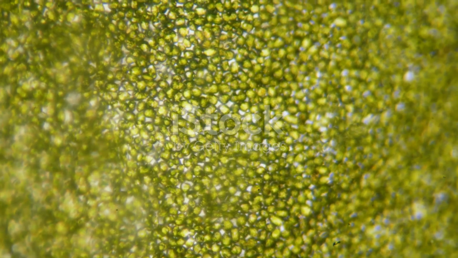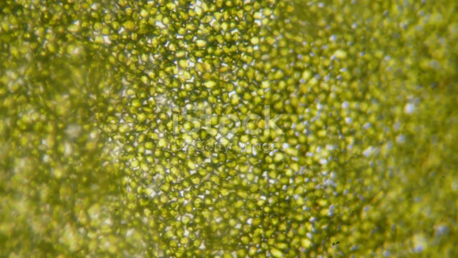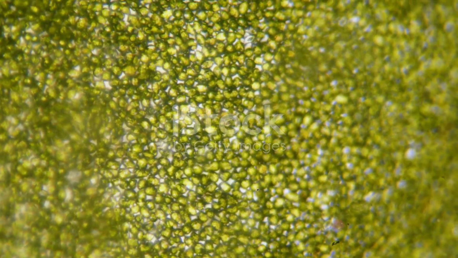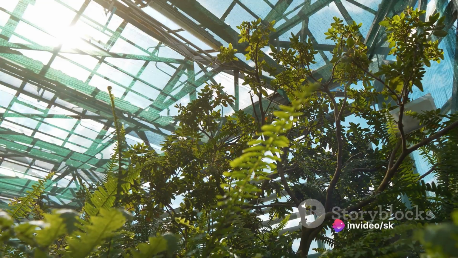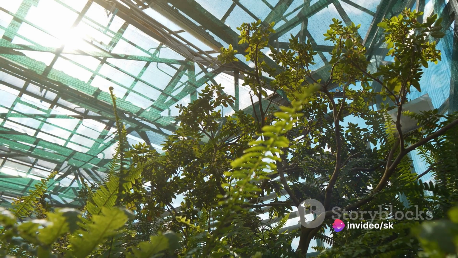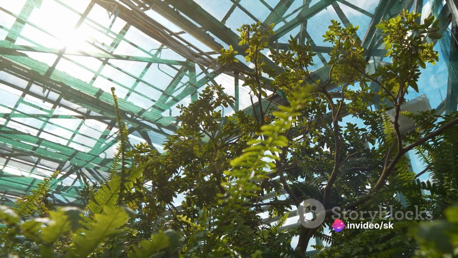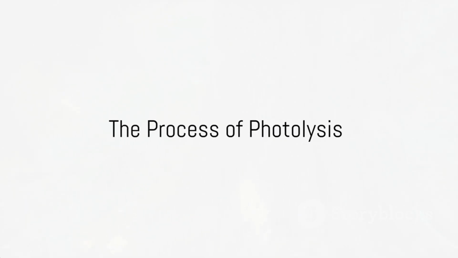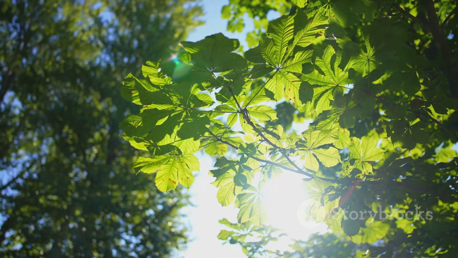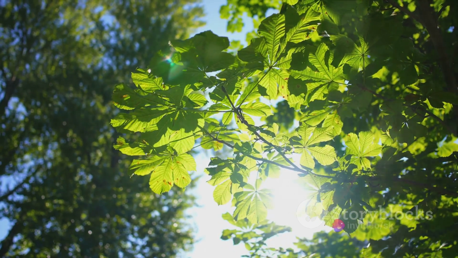Nestled within the chloroplasts of plant cells, chlorophyll has the incredible job of absorbing light energy from the sun. But it's not alone. Other pigments like carotenoids join the party, each absorbing different wavelengths of light. Next enters water, absorbed by the plant's roots from the soil. This water is transported to the chloroplasts where it meets the light energy.